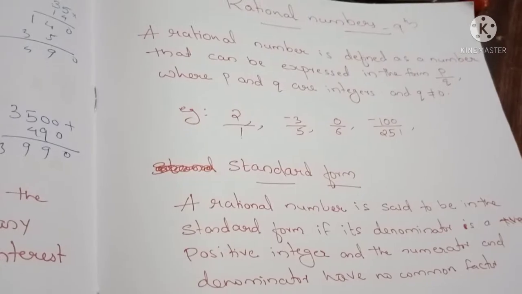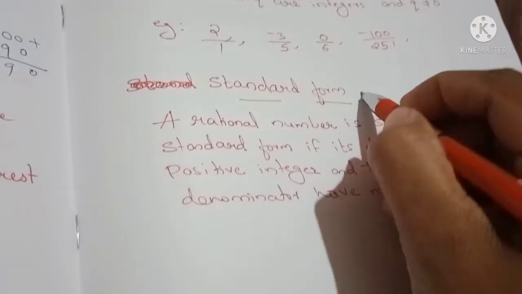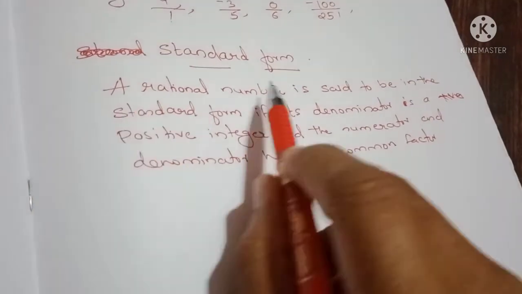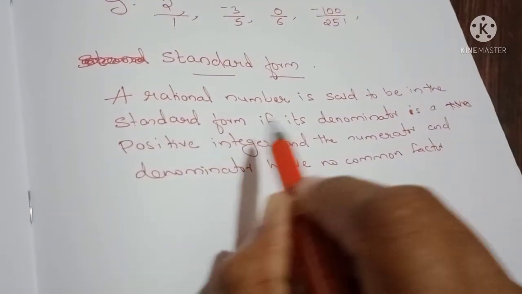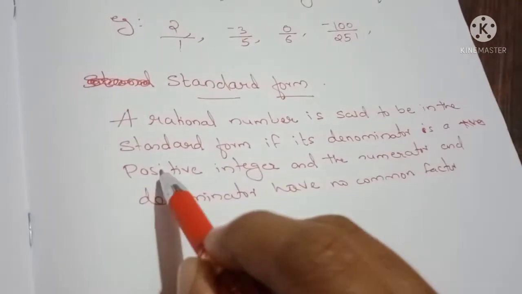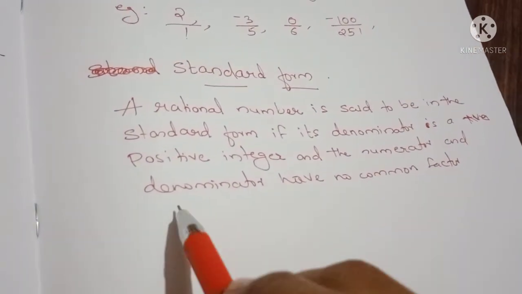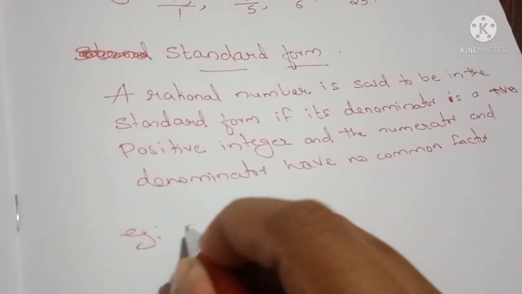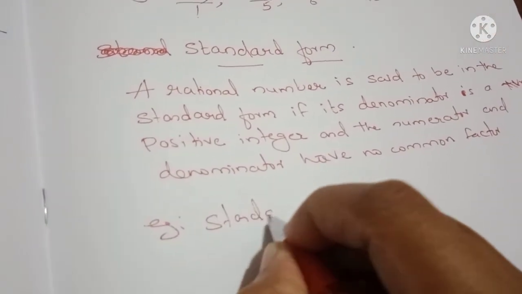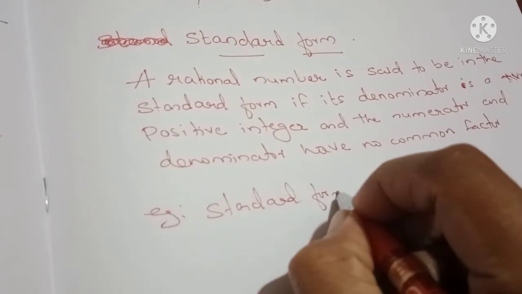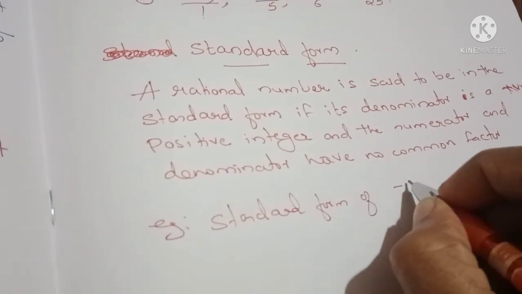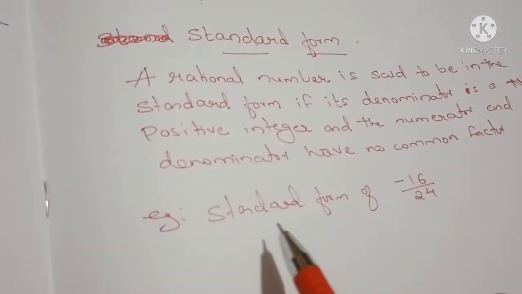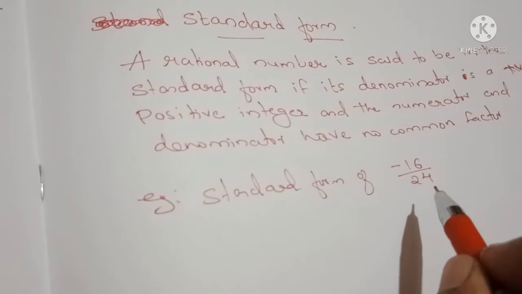Okay, we are going to discuss the standard form of a rational number. What is the standard form of a rational number? A rational number is said to be in the standard form if its denominator is a positive integer and the numerator and denominator have no common factor. So let us do a question. We need to write the standard form of minus 16 by 24.